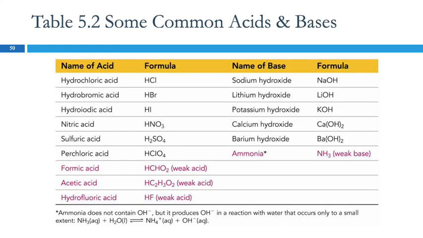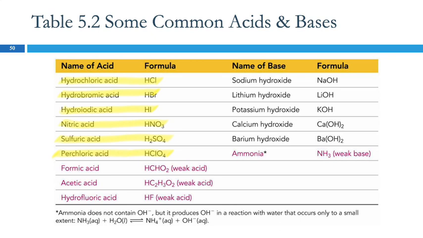Okay, these are some common acids and bases. So these are the strong acids. There's 6 of them. Hydrochloric, hydrobromic, hydroiodic, nitric, sulfuric, and perchloric. Any other acid is a weak acid.